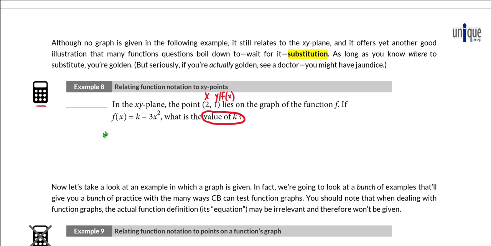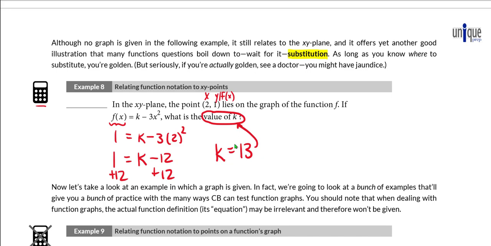And what that means is I can now substitute the 1 for f of x and the 2 for my x. So I get 1 equals k minus 3 times 2 squared. And now this is a very simple basic equation. 2 squared is 4, negative 3 times 4, so that's minus 12. I'm going to add the 12 to both sides. I'm writing down my intermediate steps. I get k equals 13. Let's make sure that's what they were asking. Yes, it is. They wanted k, so I am done here.